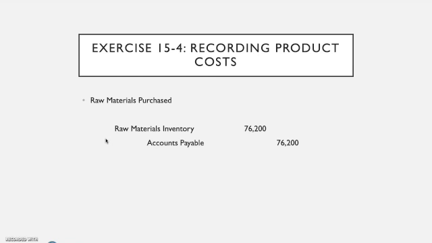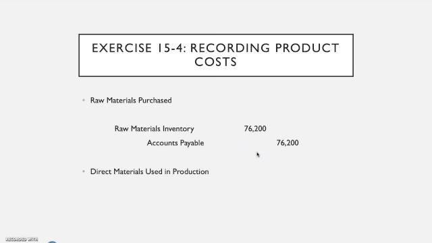The most common ones would be raw materials, work in process, and finished goods inventory. That just describes the state in which the inventory is in. Raw materials means we have this inventory, but it has no purpose as it is because it has to be put into a product. So we are going to debit that for 76,200, which is the number they gave us, and credit accounts payable, which is the liability, the amount we have to pay.